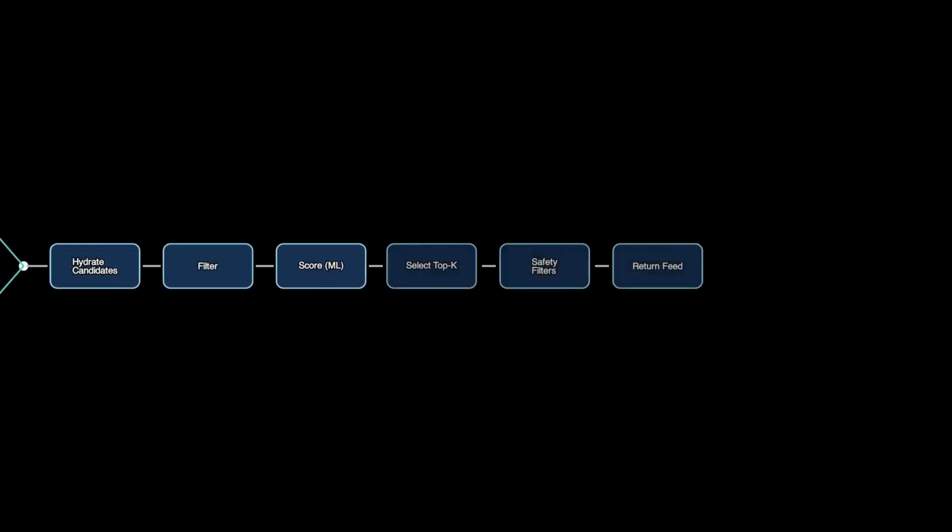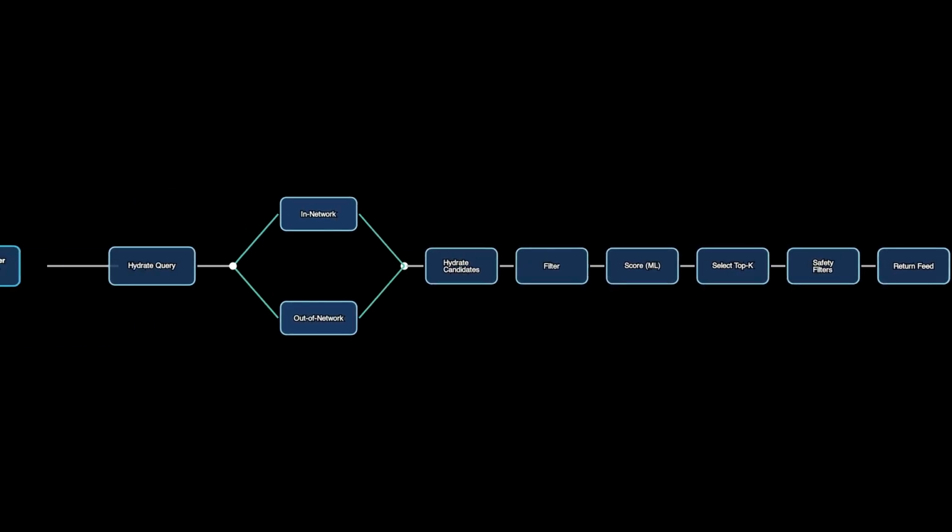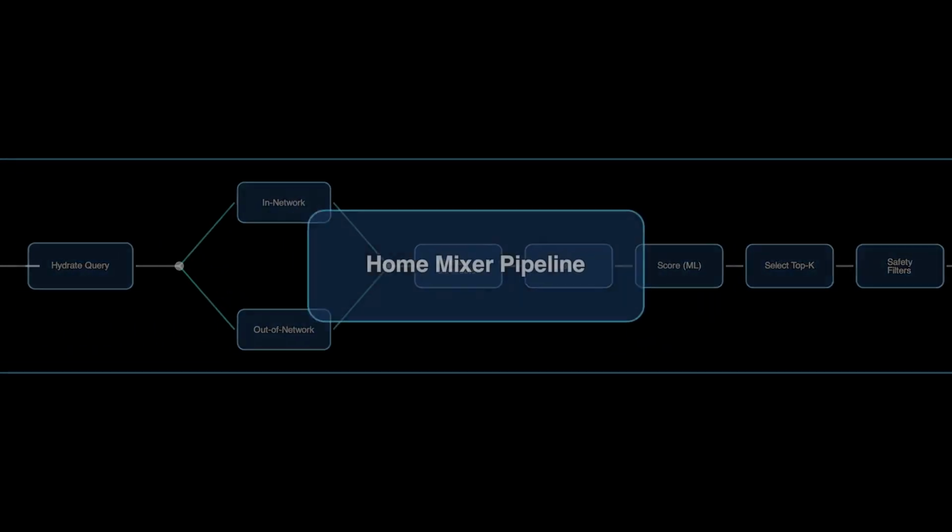Hydrate those candidates with metadata. Filter out ineligible ones. Score the survivors with ML predictions. Select the top K. Run post-selection safety filters. And finally, return the ranked feed.